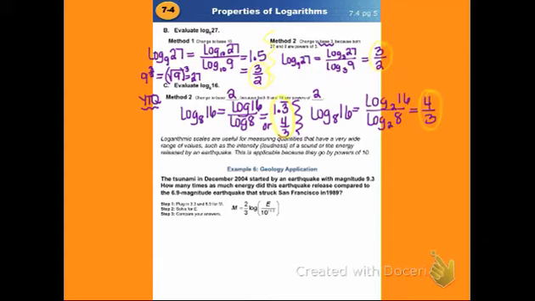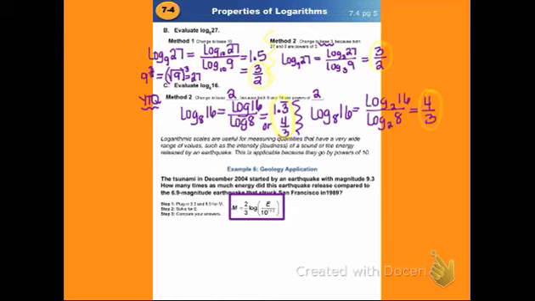Now the formula that we use to calculate the magnitude of an earthquake as it relates to the energy released is M equals 2/3 times the log of the quotient of E, which is the energy released, divided by 10 to the 11.8 power. So we're going to use this formula to calculate the energy for magnitude 9.3 and magnitude 6.9, and then we'll compare them.